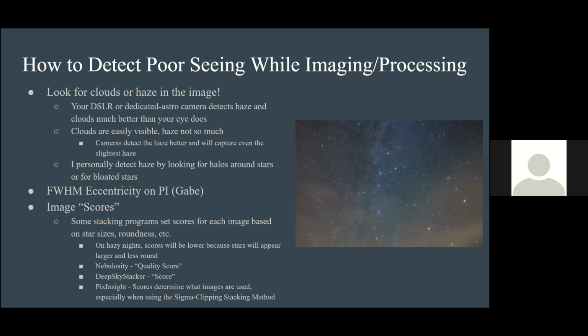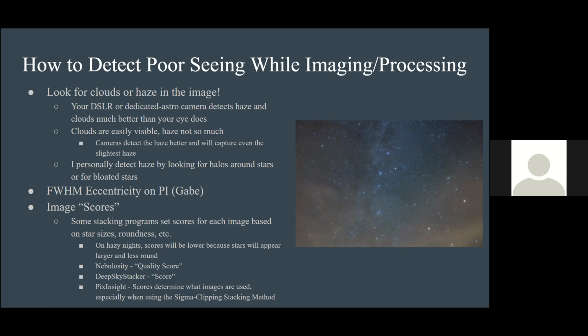I personally detect haze by looking for halos around the stars or also for bloated stars. You can look at that in the images. I'll show you guys an image later that basically details this very well. We have full width at half maximum and eccentricity on PixInsight, and then there's also image scores. There's probably a lot more that determines seeing, but this is what I found.